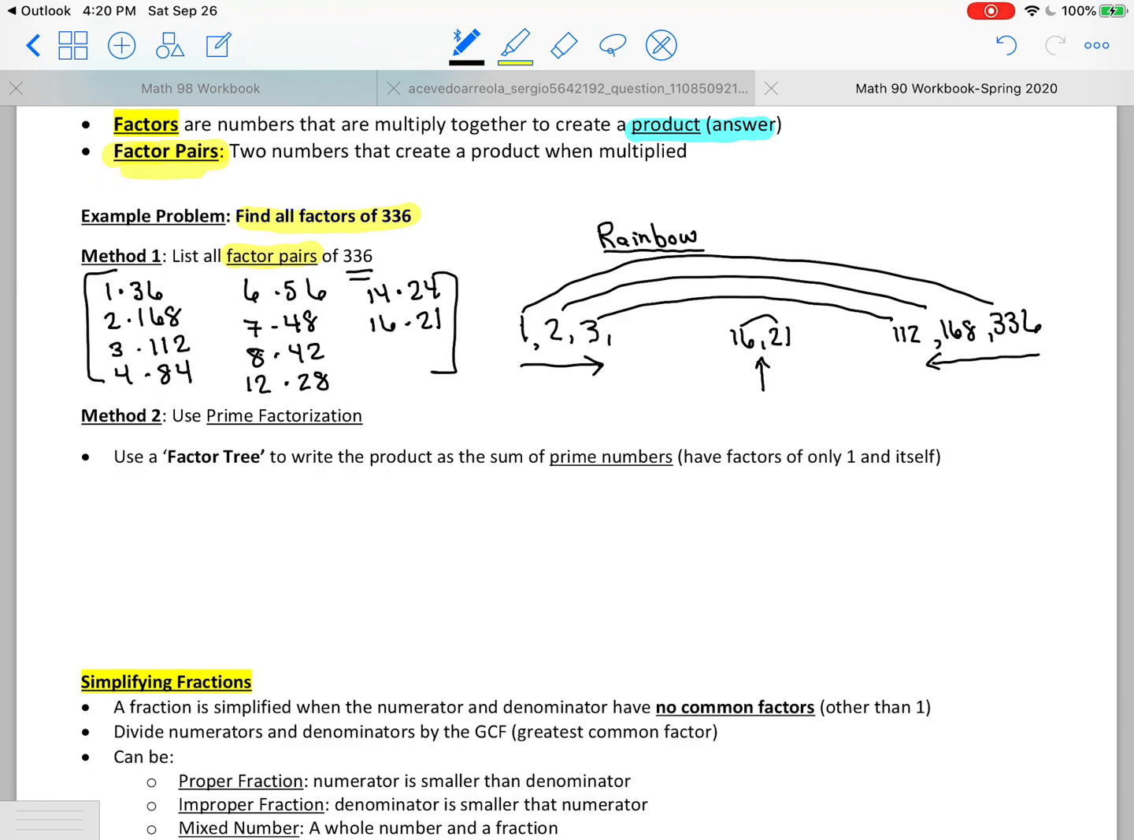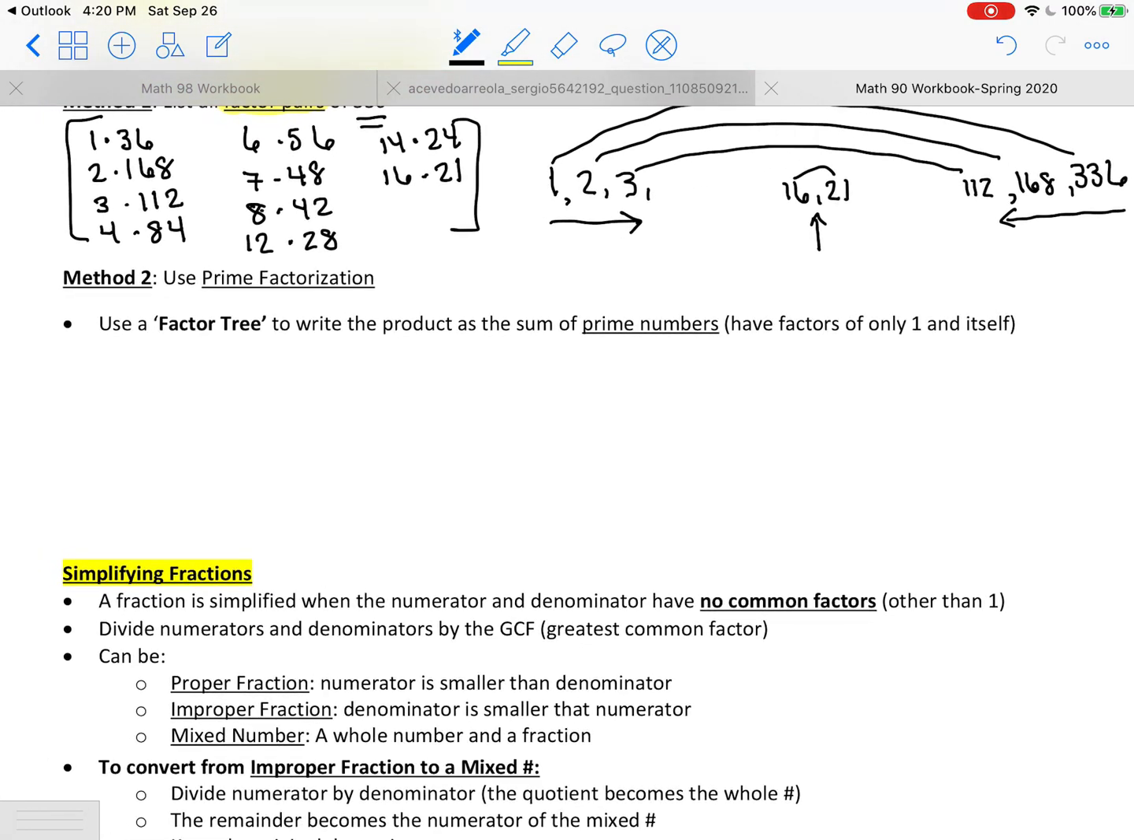Okay, so the idea here is that you can see that this can get a little bit lengthy depending on what number it is that you're having to find factors for. So there's another technique that we call prime factorization that is sometimes really handy. And you guys might have learned this back in school, and they might have referred to that as using the factor tree or factor trees. And what we do is we use a factor tree to write the product as a product of prime numbers.